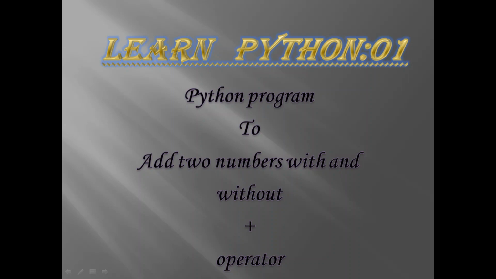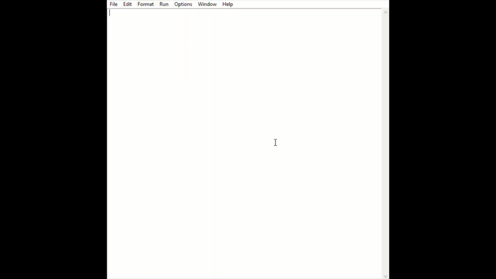So we are going to learn about Python programming using simple programs. Initially we'll start with a program to add two numbers using plus operator and without plus operator. In a Python program we don't need to declare the variables. It automatically takes the variable as string.